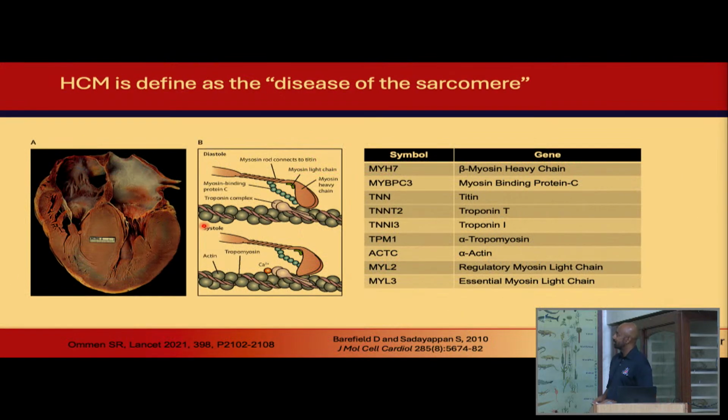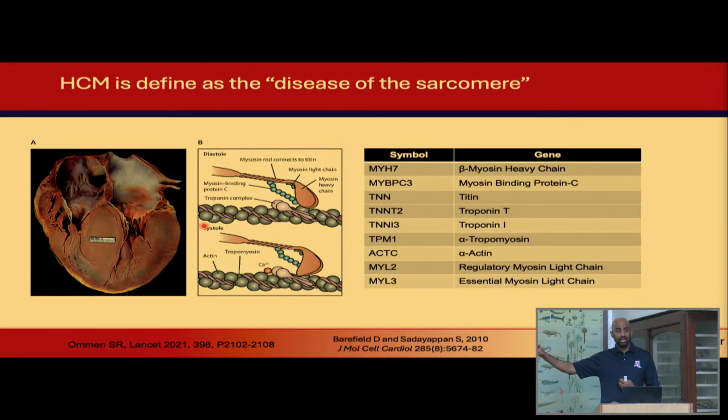So going back, this is the definition of hypertrophic cardiomyopathy. It is called a disease of the sarcomere. Why? Predominantly, mutations in the sarcomere genes are linked to developing the disease. That's why this has been named the disease of the sarcomere. Again, these are the major sarcomeric proteins we have, and the top two are beta myosin heavy chain and myosin binding protein C. If we have a mutation in these two genes, it's almost a guarantee to develop the disease.